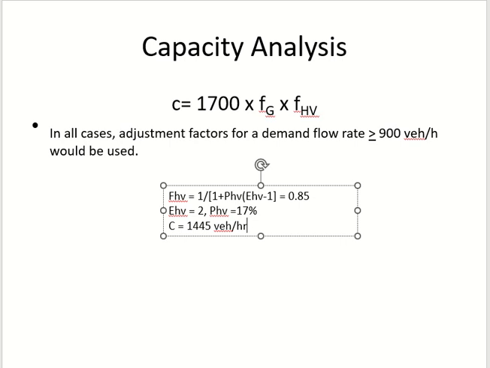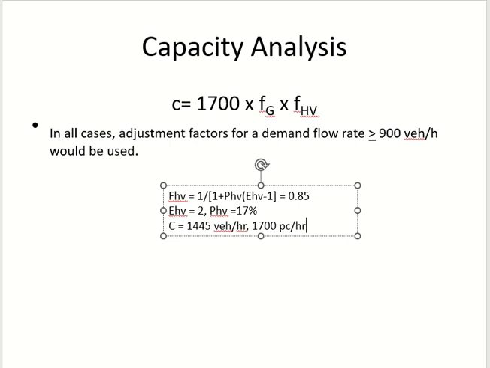If I want to convert vehicles per hour to passenger cars per hour, what do I do? Which factor? FHV. Right now you multiplied with FHV, so it became vehicles per hour. If you divide, it will become passenger cars. So if I take this value 1445 and divide by FHV, what will it become? 1700, right? Because we multiplied 1700, it became 1445. If we divide by 0.85, it will become 1700 again, because Fg was 1. Fg is gone. We didn't do anything with Fg. So this is capacity in vehicles per hour, and this is in passenger cars per hour.